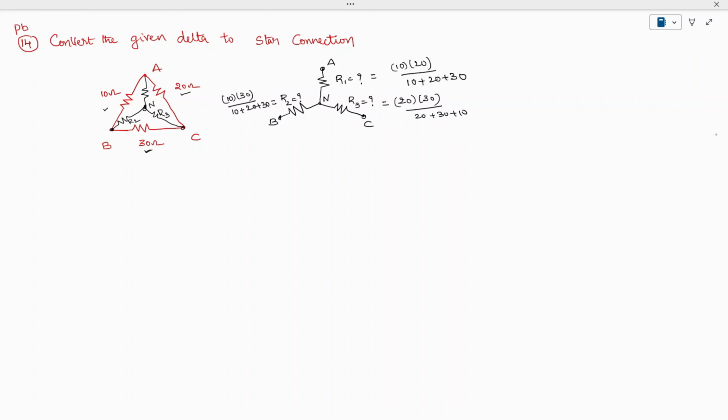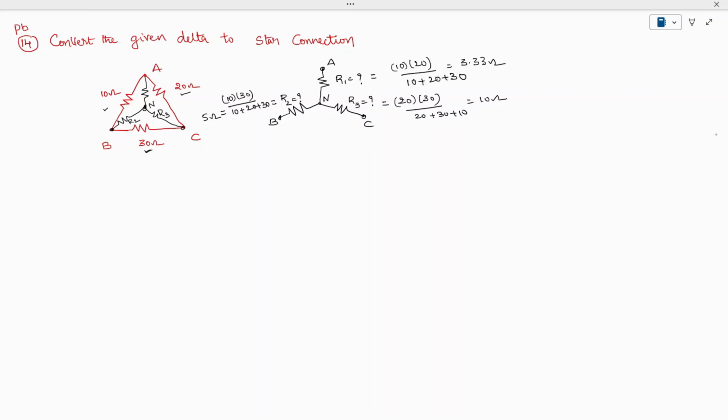If you solve it with your calculator, the R1 value is 3.33 ohms. This value you are going to get as 5 ohms. This value we are going to get as 10 ohms. So successfully I transformed the given delta to star.